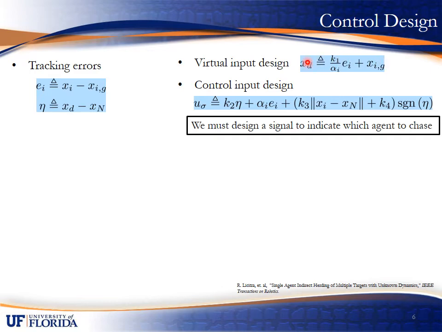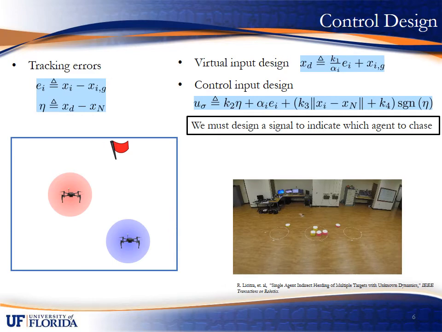And here on the right you see the control design for the virtual input and the control input of the leader. To give you a better picture of what's happening, here the target is in red and the leader is in blue. The target will try to run away from the leader, but our control design maneuvers the leader agent in such a way that it regulates the target towards the goal location. But we have to note that this is given that we must tell the controller which agent to track, so we still have to design a signal that indicates which agent to chase.